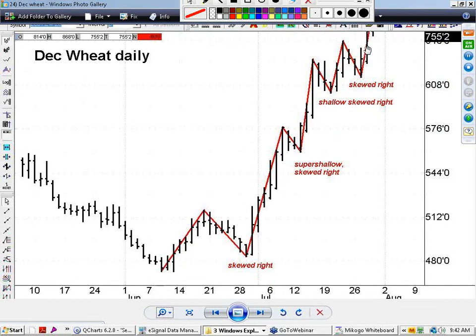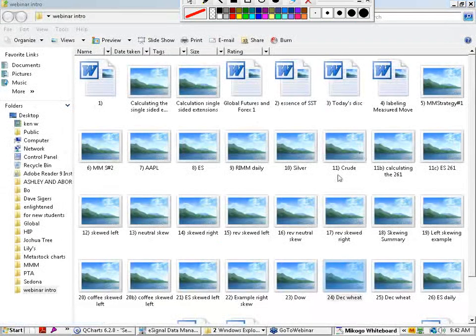This is the daily chart of December wheat back in late July. Now, you know what happened if you were watching wheat. It did not stop at 755. What happened to wheat was... where did my wheat go?